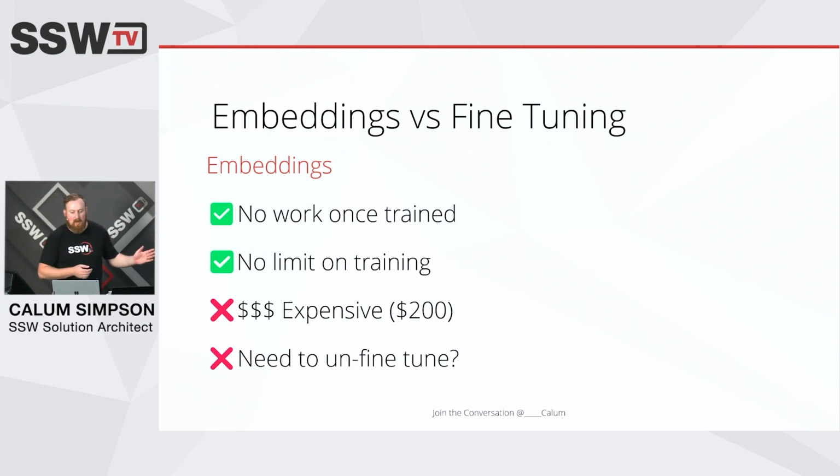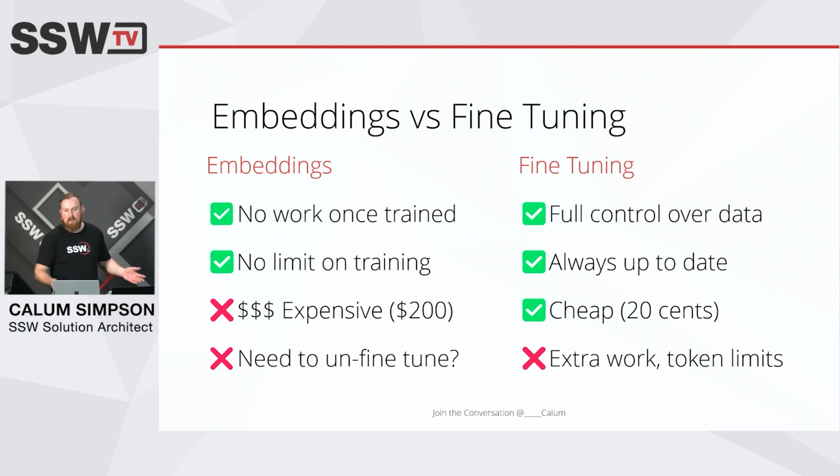The only downside, I guess, of the embeddings approach is the extra work involved and the token limit. So there's only so much information you can provide it with each request. With fine tuning, you can fine tune it however much you want. With embeddings, you can only pass in so much. But with the rate that these models are increasing in size, 8K to 32K and so on, it's probably going to be less of an issue.